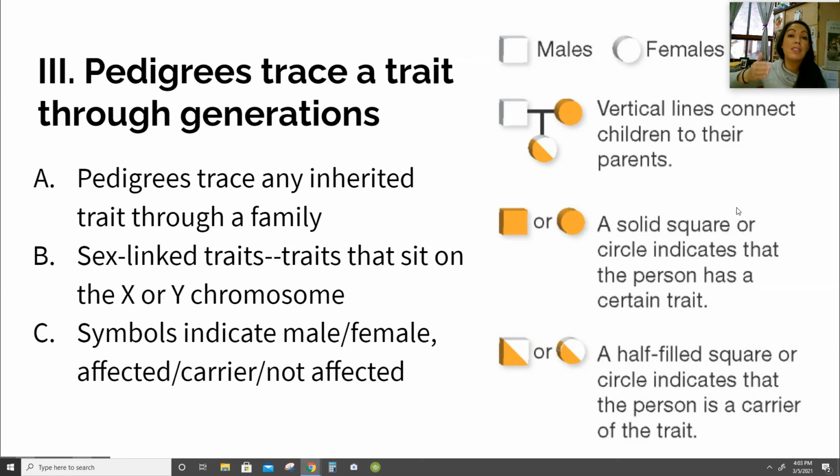If the disease, disorder, or trait that we're tracking is recessive, you might see some shapes that are halfway filled in. They might be diagonal, they might be up and down or side to side halfway, but if they're halfway filled in, then that means that person is a carrier of that trait. They don't necessarily display it in their phenotype, but they carry it and could pass it to their offspring.